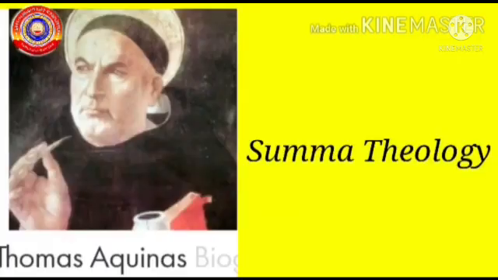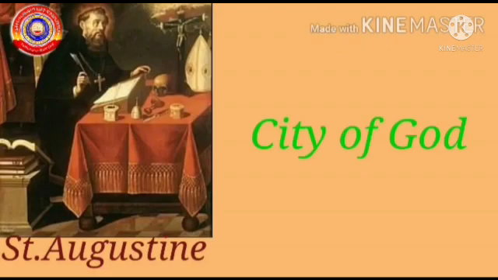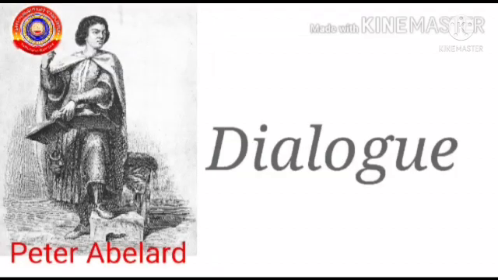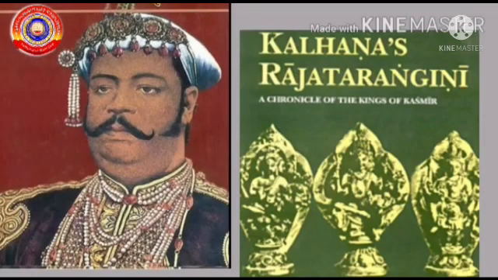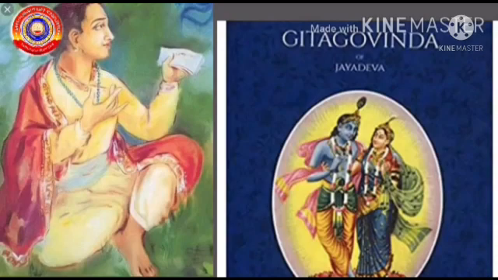Next picture shows Thomas Aquinas. His work was called Summa Theologica. Next is St. Augustine. His work was called City of God. Next picture shows Peter Abelard. His work was called Dialogue. Next is Kalhana. His work was called Rajatarangini. And the last one, the picture shows Jayadeva. His work was called Gita Govinda.